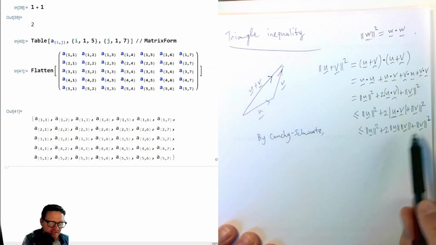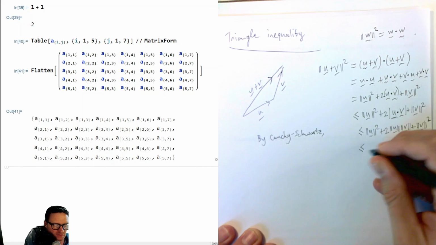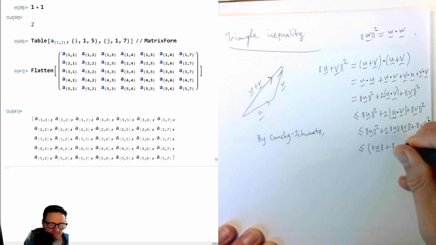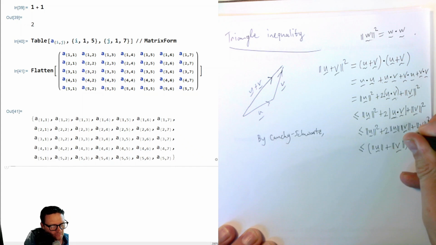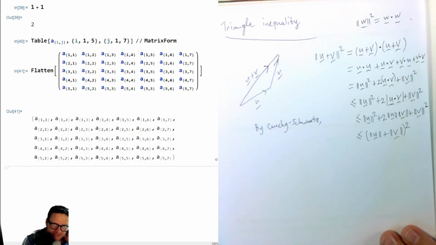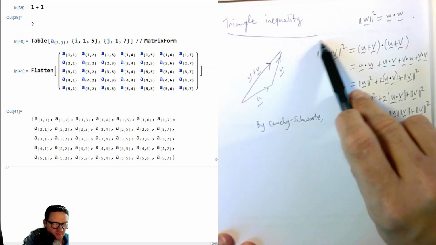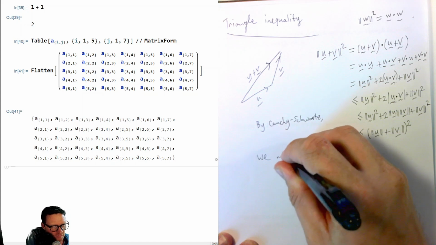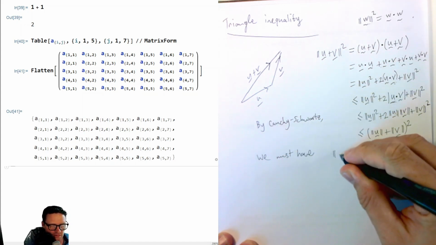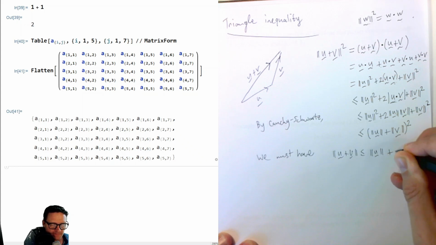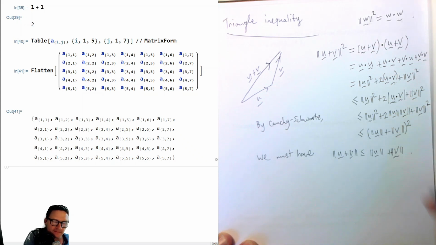Okay, and now looking at this, we can factorize this because these are all scalars now. So we can write this as the sum of the norms, all squared, and then take square roots. Okay, so taking square roots with the knowledge that this is a positive number and the norms are positive numbers, or 0, right? They could be 0, or positive. So we must have the triangle inequality. Okay, great.